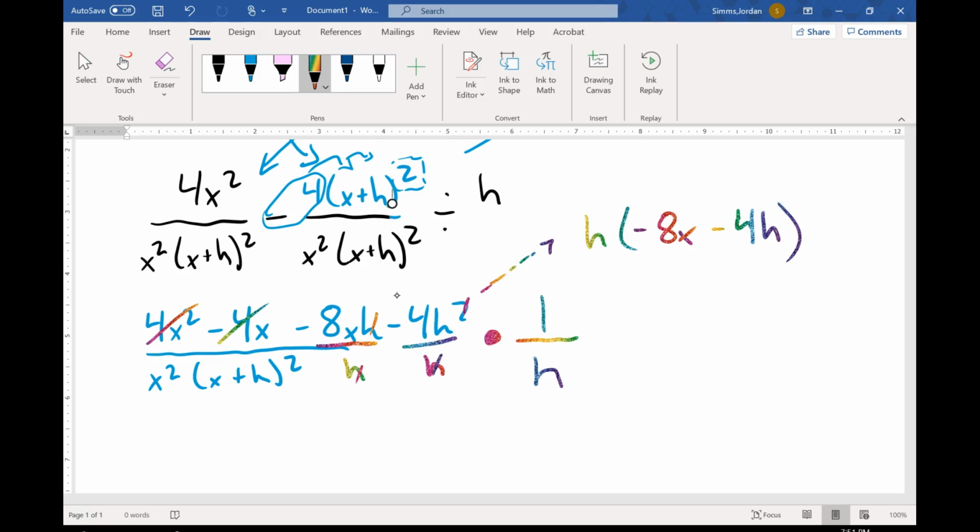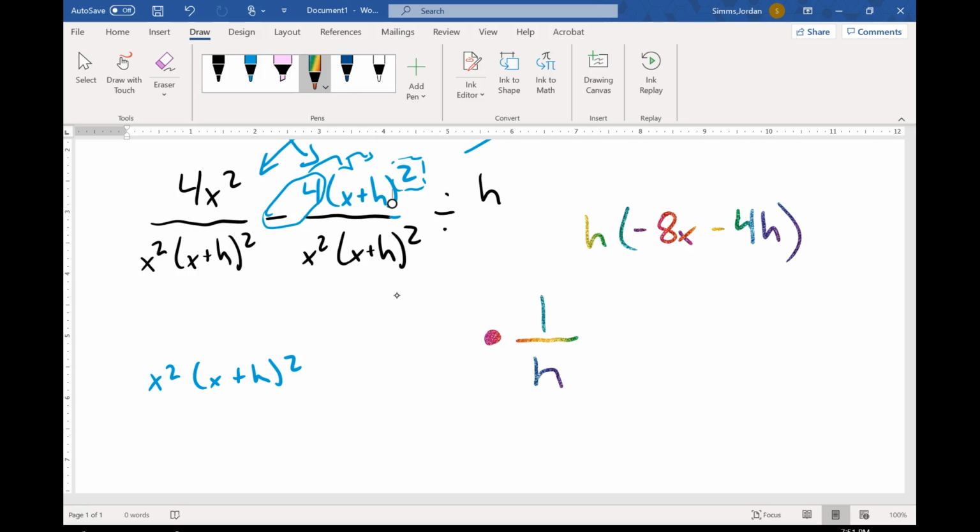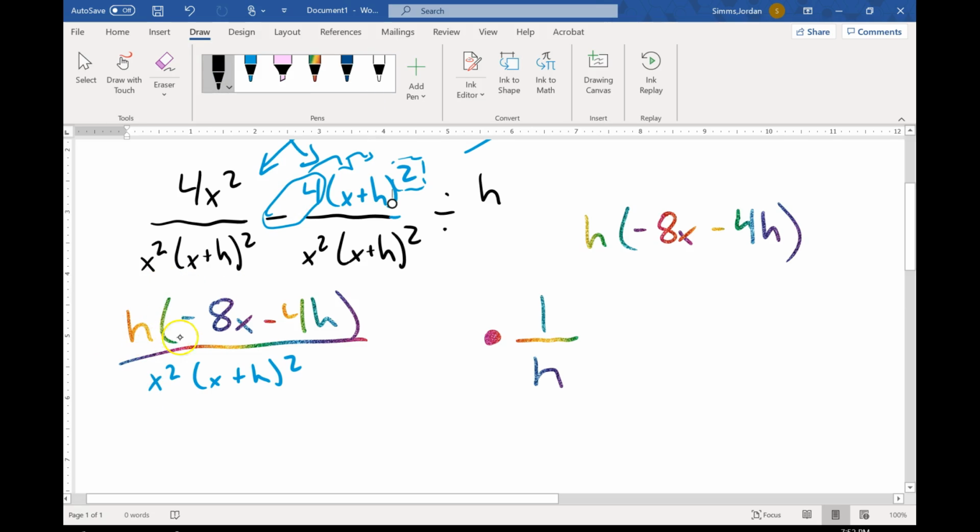So let me just clean this up a little bit. I'm running out of room. All right, so what I have here is I now have an h that's factored out. Okay, we'll get rid of the rainbow pen. We're getting carried away with that. But now what I can do is I can basically just cancel these h's here and here. And remember, this is all factored now. This is all multiplying, so I can cancel or divide anything at all.